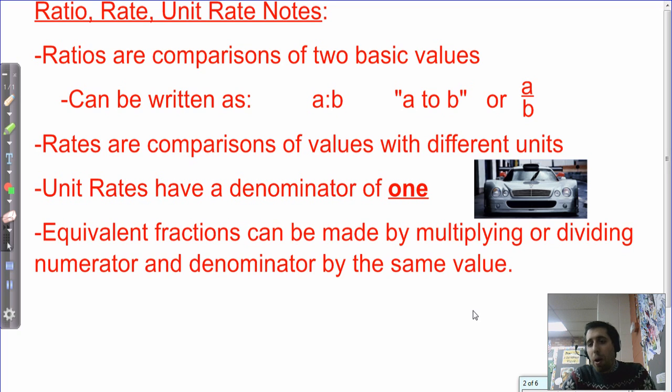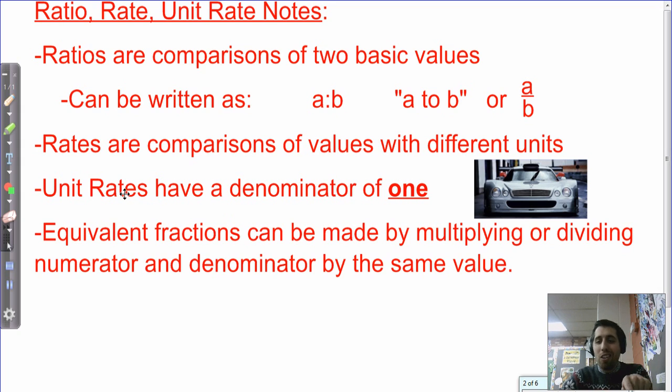But miles per hour, and this car can do a lot of miles per hour, is an example of a comparison of two different units. If you say, I drove 240 miles in 8 hours, then we can figure out how fast you were going. But that right there, 240 miles to 8 hours, is a rate, because you have two different units. We're talking about miles and hours, and they're very different.